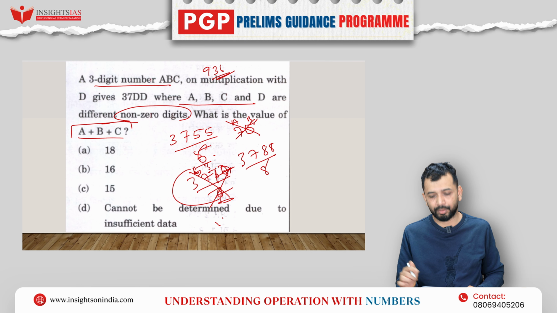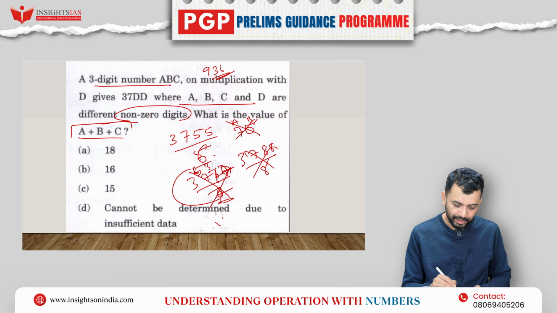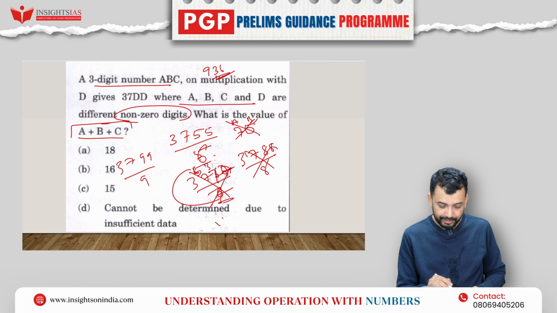788 will not be divisible by 8. So 8 is also not a possibility. Similarly, 3799 divided by 9. If you look here again, just add all the digits.